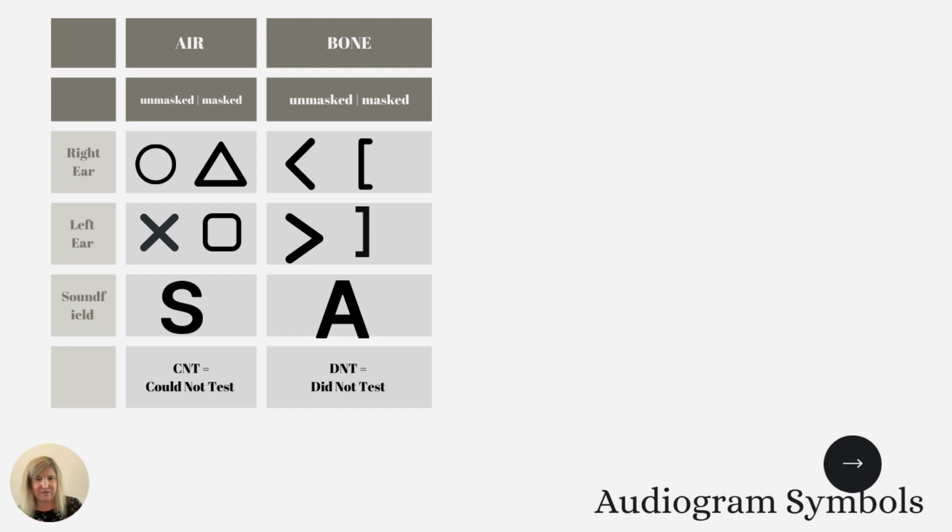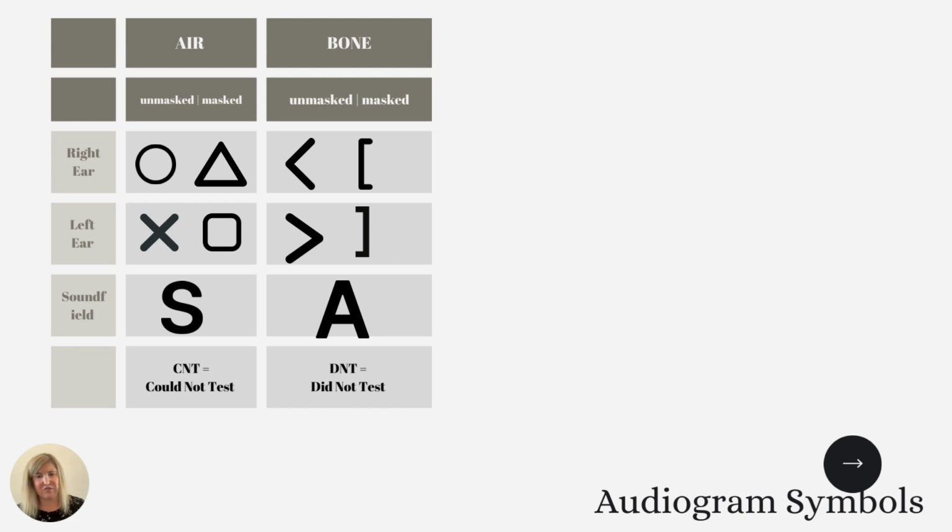If headphones or inserts cannot be used, the examiner may indicate a threshold with an S. This is used to signify that the thresholds were taken through sound field, the speaker in the sound treated booth. If the student is wearing a cochlear implant or hearing aid during the speaker testing, then A is used to show that the student was aided.